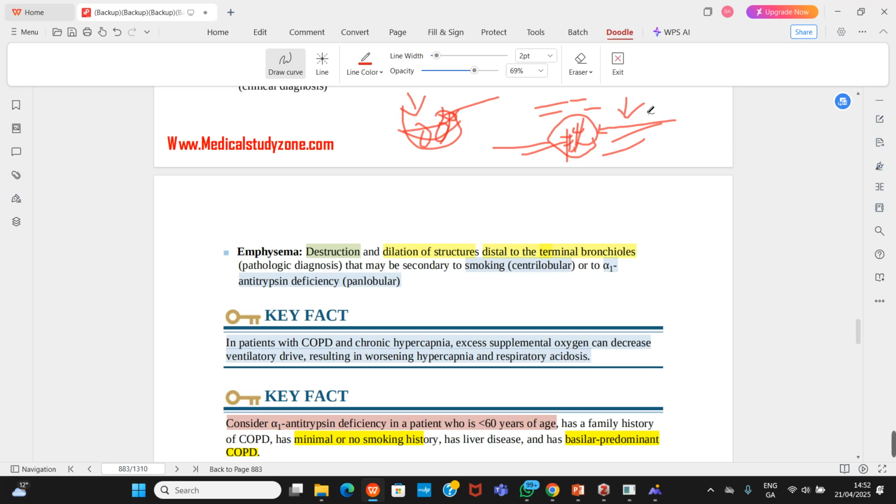Decrease. It's going to decrease because they cannot expand, so they just keep collapsing like that. So it's going to be reduced.